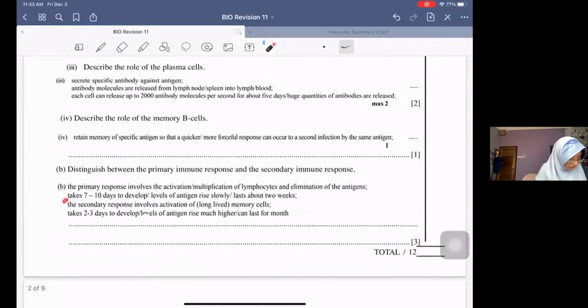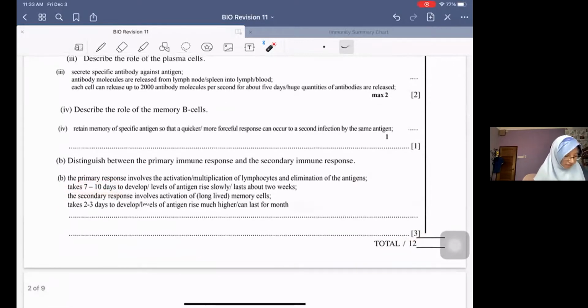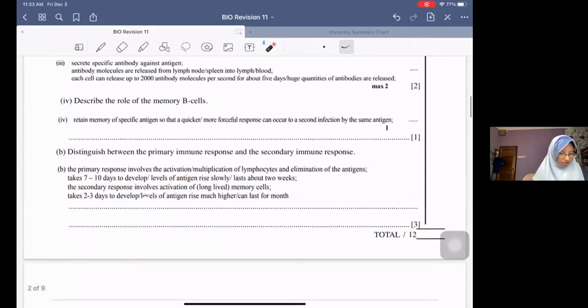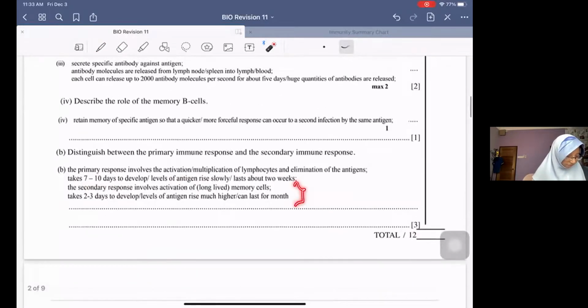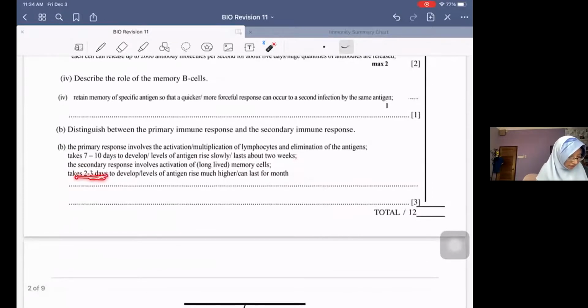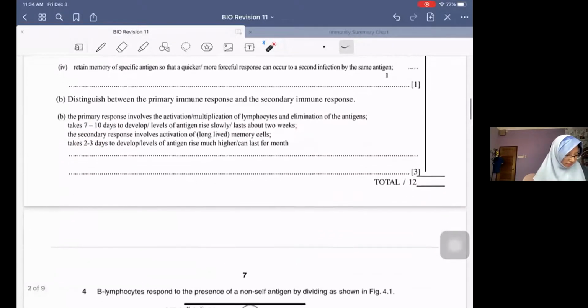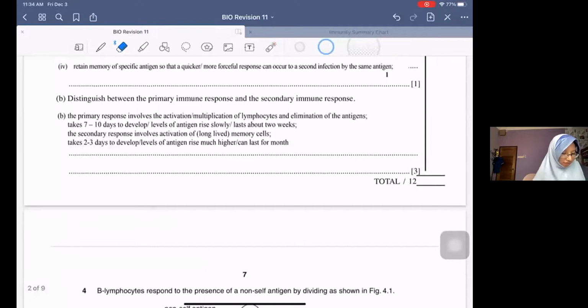So this one also, just so you know, takes 7 to 10 days to develop the proper antigen levels. And then it also lasts about 2 weeks, so not long. That's why the secondary immune response is longer. Because the memory cells live much longer, we have a better immunity towards these antigens. Although it takes 2-3 days to develop, it takes a shorter time.